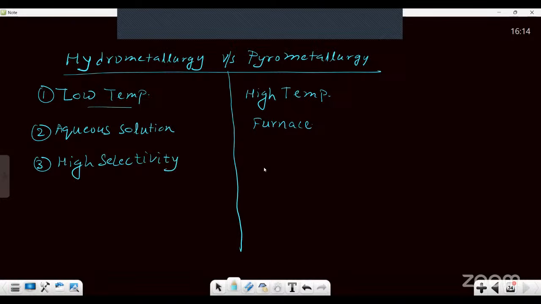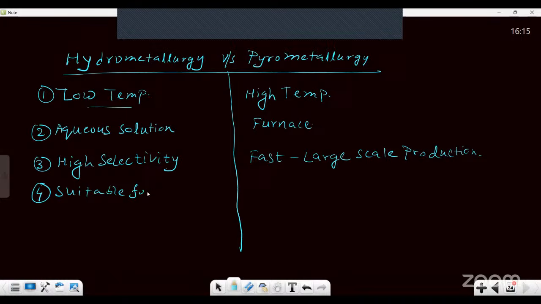Pyrometallurgy is fast and large scale. Large scale production is possible through pyrometallurgical routes. Hydrometallurgical routes are suitable for low grades, and pyrometallurgical routes are suitable for high grades. Okay.